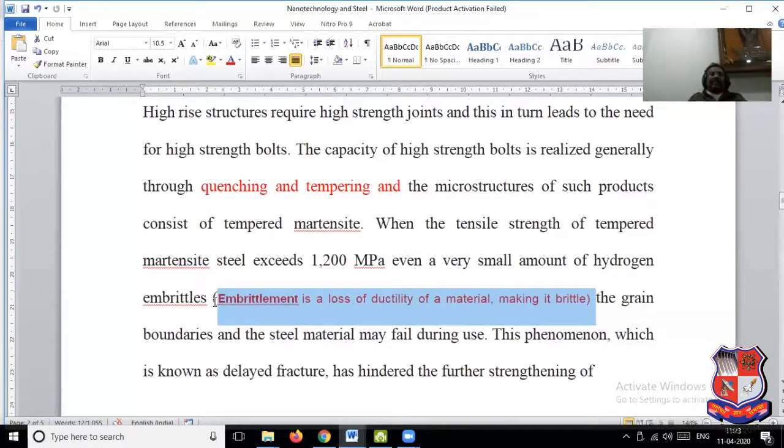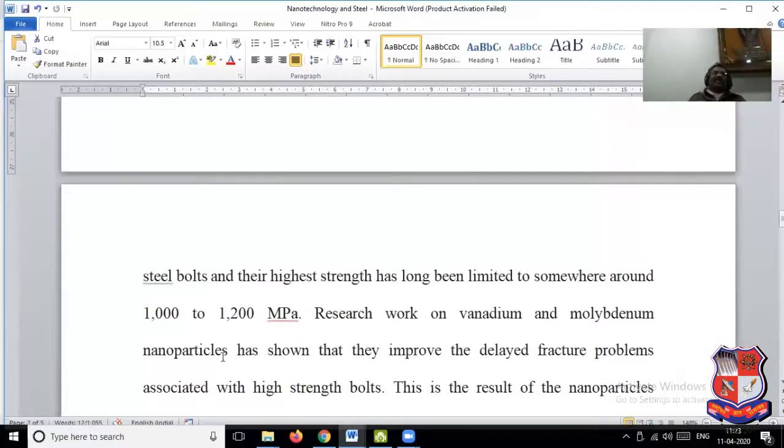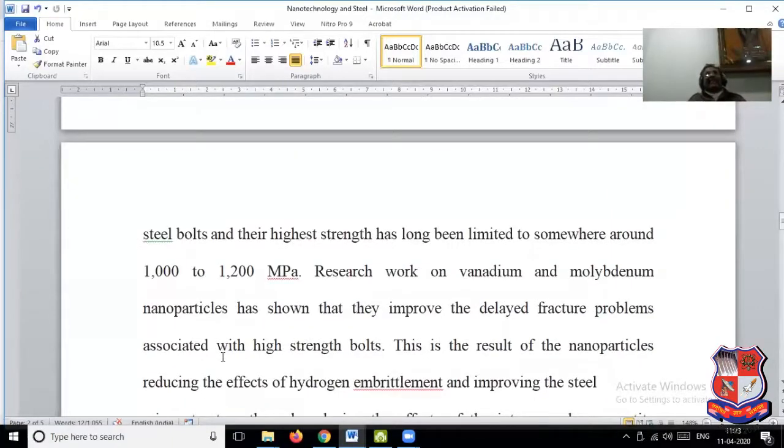This phenomenon is known as delayed fracture, and it has hindered further increases in the strength of steel bolts, and their highest strength has long been limited to somewhere around 1000 to 1200 megapascal. So ultimately you have a limit: this is the higher limit of load that you are able to sustain, not more than that. So that is a limitation.